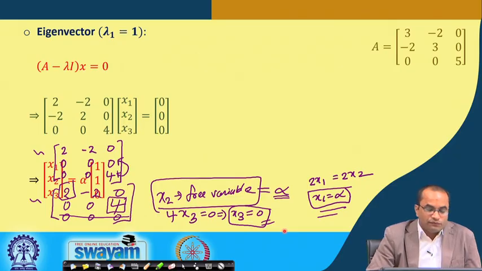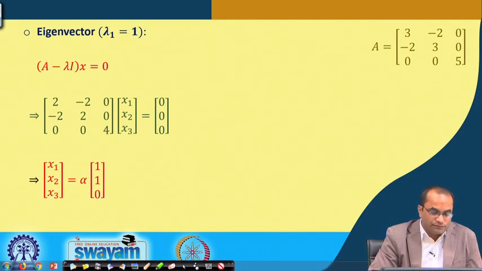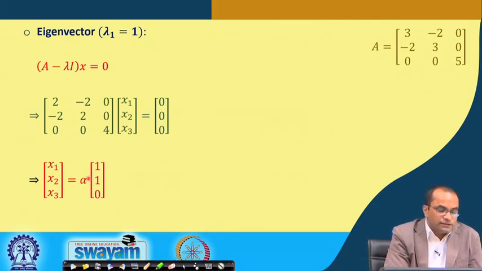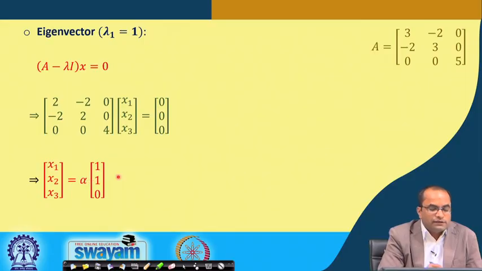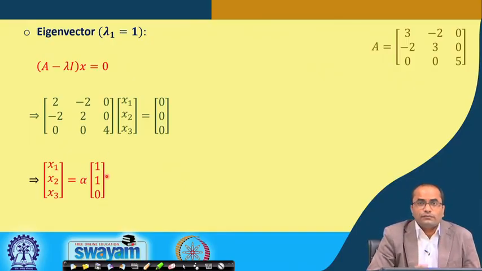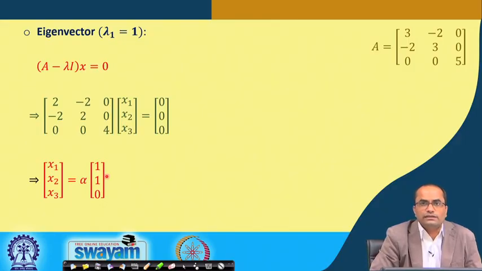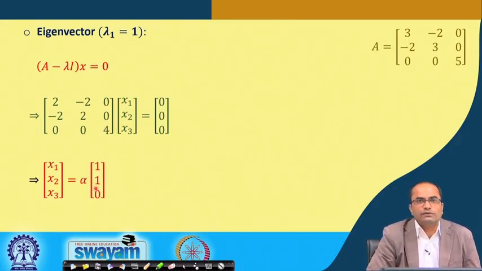So, what do we get? We get this as the solution of this equation: x 1, x 2, x 3 is alpha times 1 1 0, because x 1 was alpha, x 2 was also alpha, and the third component x 3 is coming to be 0. So, in this case the solution of this system is alpha times 1 1 0, and that is exactly the generator of the null space of this matrix. So, we can pick any non-zero vector from this null space. We can take for instance this 1 1 0 or any multiple of it, and that will be the eigenvector corresponding to this eigenvalue lambda 1 is equal to 1.